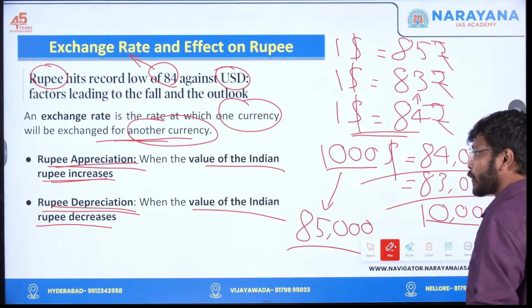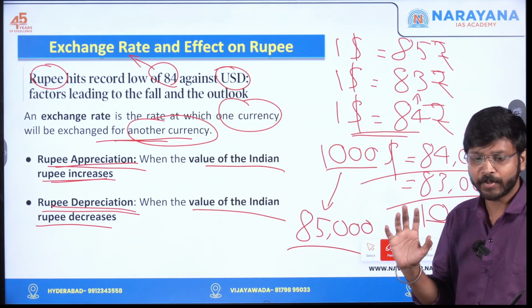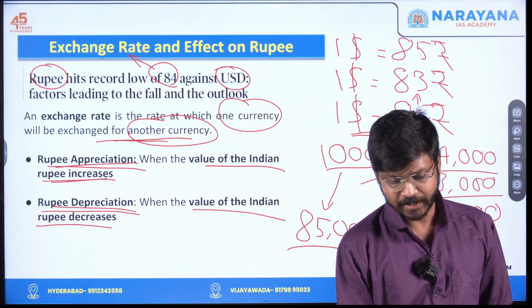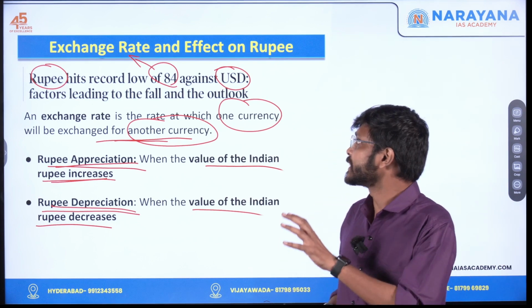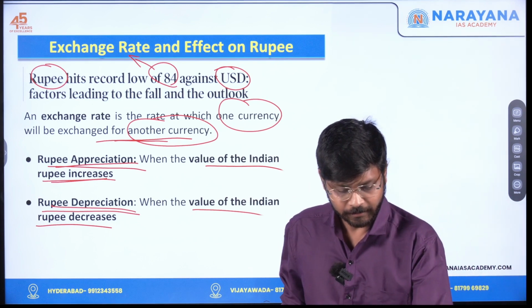So that is rupee depreciation. Okay, so now you understood. Hope now you have understood what is appreciation and depreciation. Alright, so now let's see what is actually the reason for the fall of rupee.